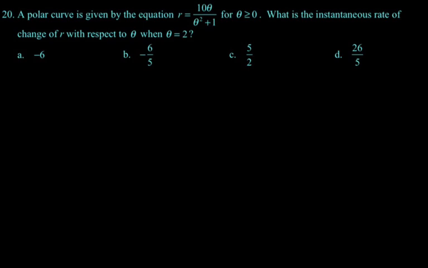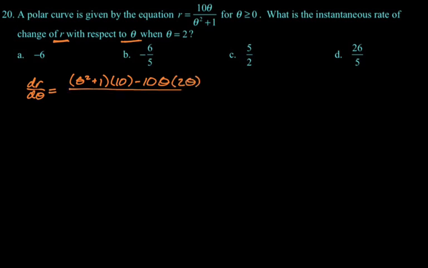R with respect to theta, that's dr d theta. So if we're finding dr d theta, this is just a quotient rule problem. Just because it's polar doesn't mean that you're not just doing normal calculus. So bottom, derivative of the top, minus top, derivative of the bottom, all over the bottom squared.